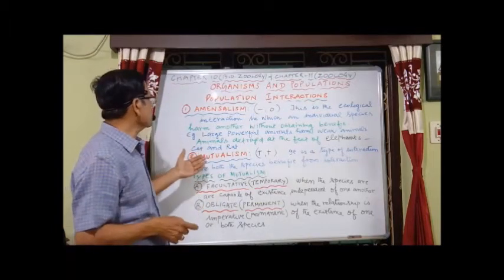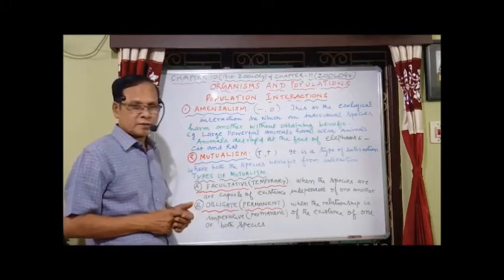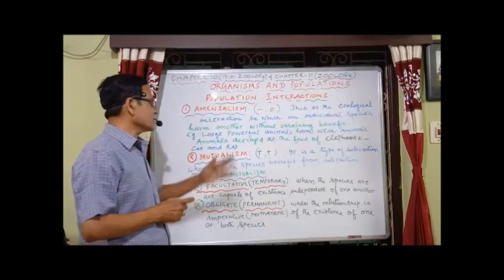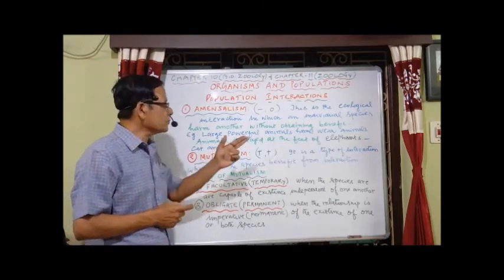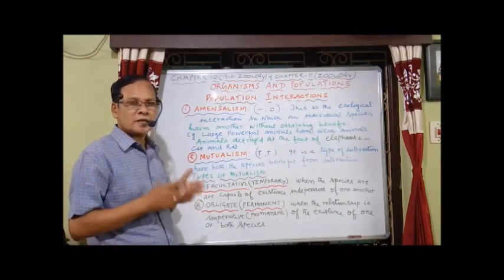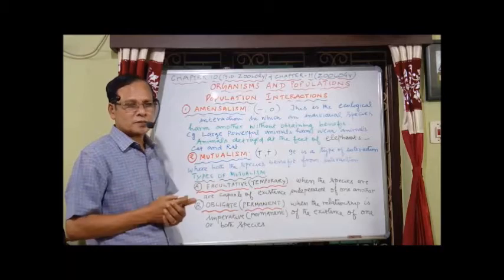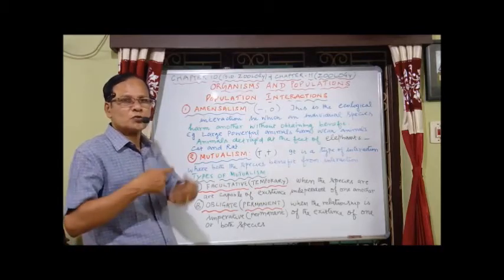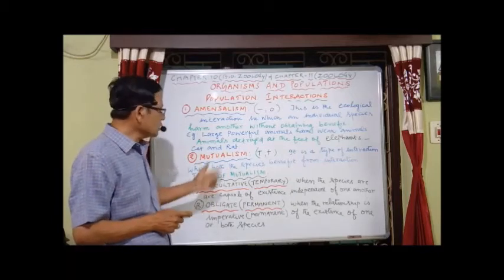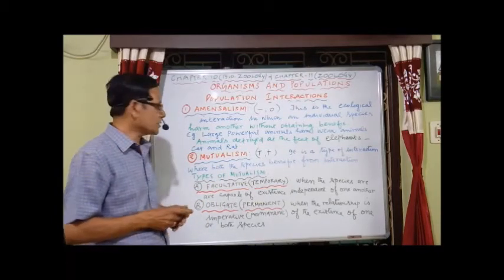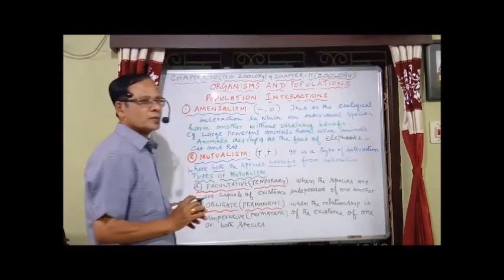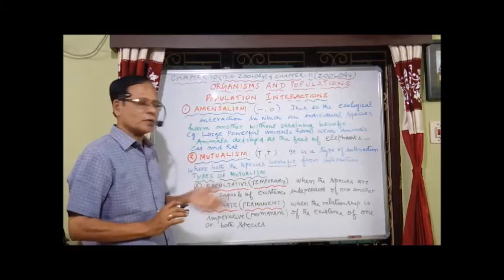Now the second type of interspecific interactions: mutualism. It is a type of interaction for which I put the symbol plus plus. That means there is a gain for both the partners. Reciprocal exchange, mutual exchange. It's a type of interaction where both the species benefit from the interaction. There is a benefit for both species. That's why it's called mutualism, a give and take policy.